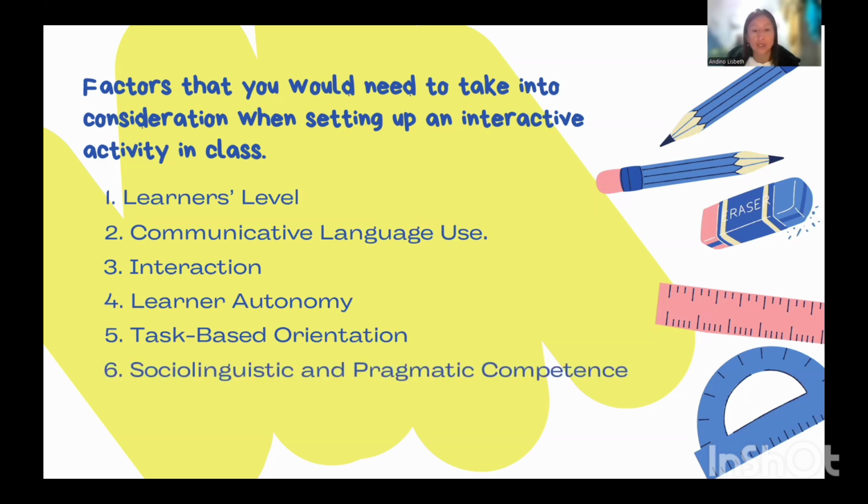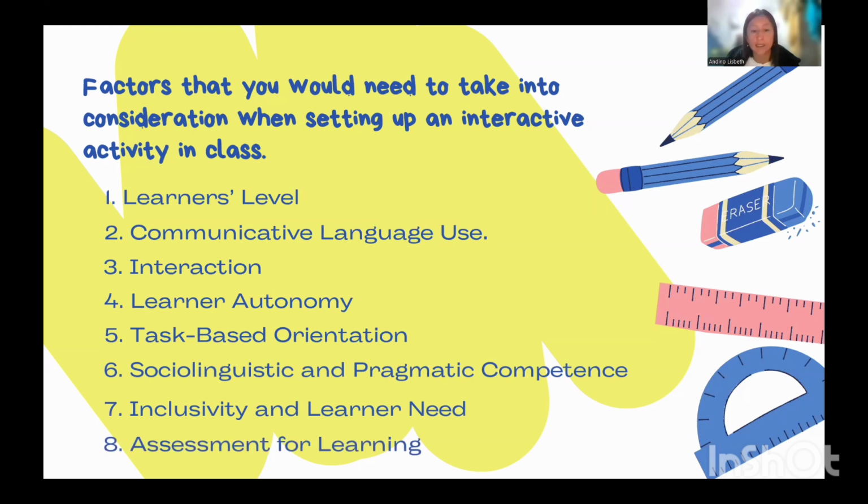Number six, sociolinguistic and pragmatic competence, for example, politeness strategies. Number seven, inclusivity and learner needs. For example, consider the different learning styles. And number eight, assessment for learning. Teachers can use the Common European Framework of Reference descriptors as assessment criteria, not just grades.